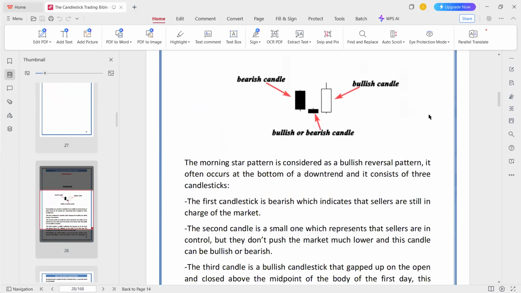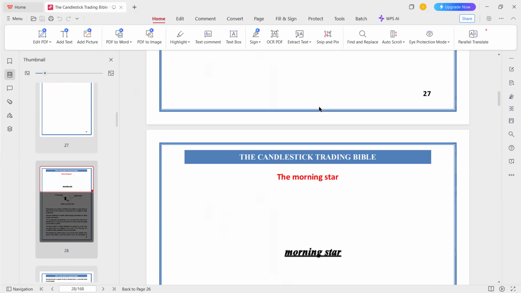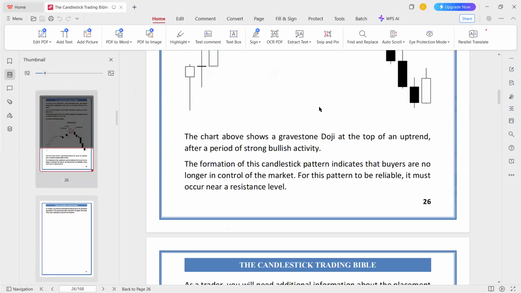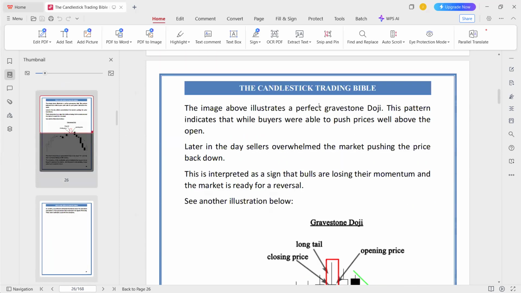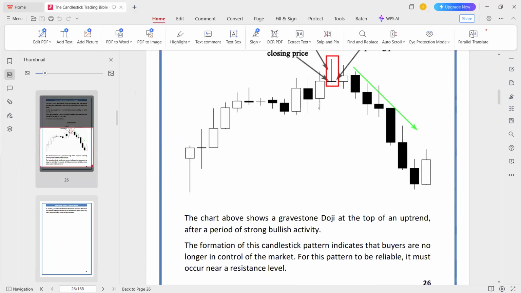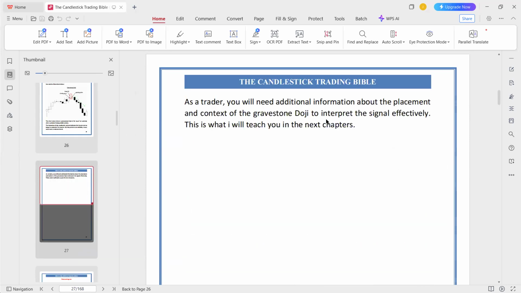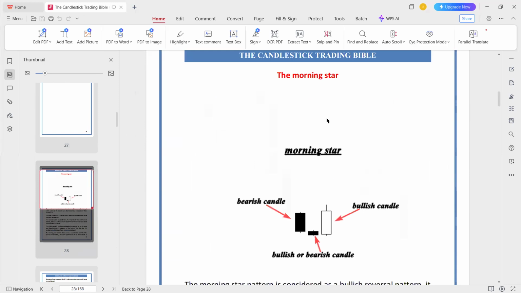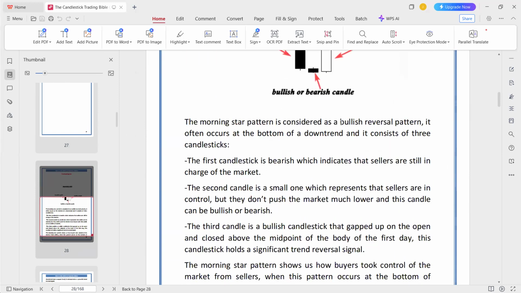Okay, there we go. So there is the morning star. Basically, the morning star looks like this. So let's see where it starts. Okay, the morning star. So the morning star pattern is considered a bullish reversal pattern.